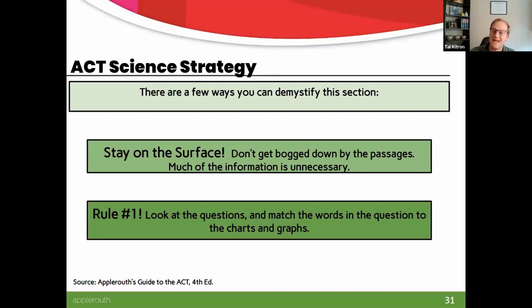We're going to look at questions and answers and match words in the questions and answers to the graphs, right? Most questions on the science section will be done that way, and you don't need any outside knowledge or the passage at all.